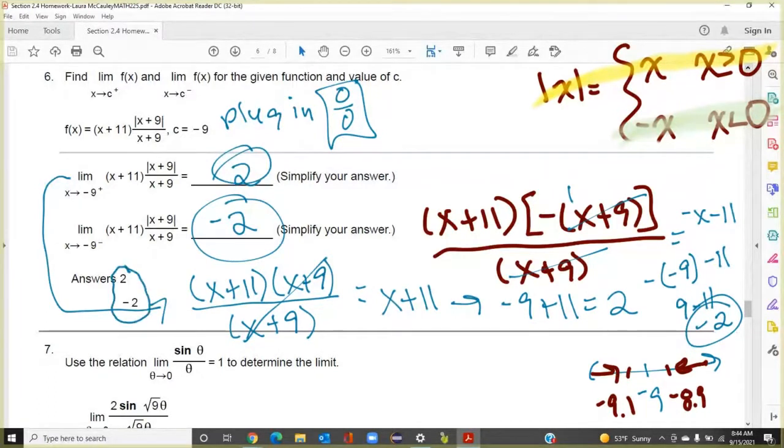And there's the answers kind of sitting there. So remember what this means, because they don't agree with each other. If this asked just for the limit in general, we would have to say that it doesn't exist because they don't agree with each other.